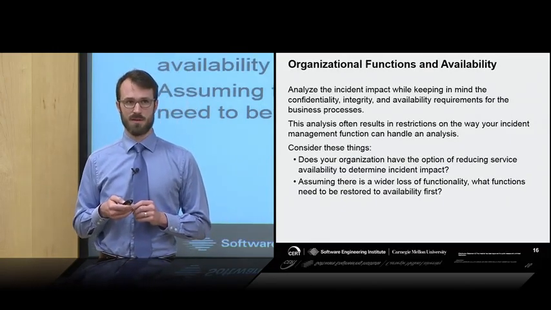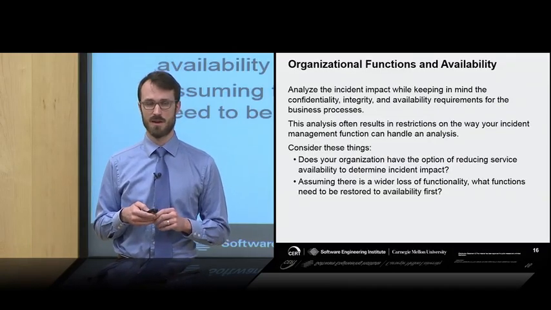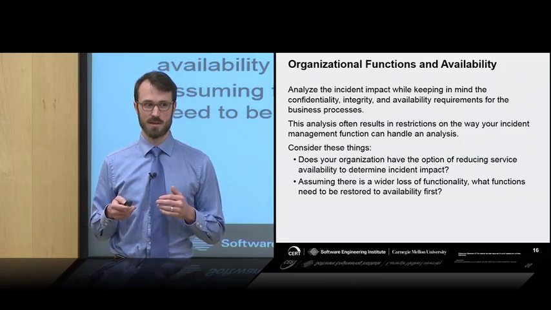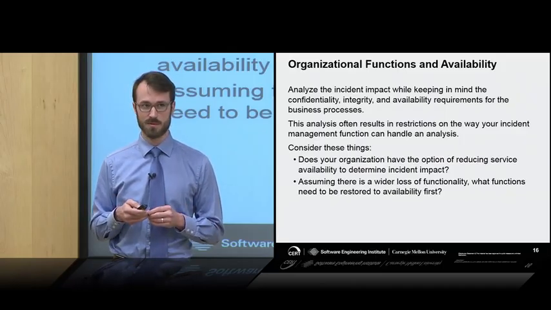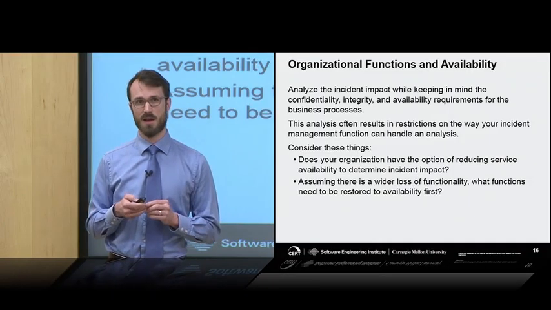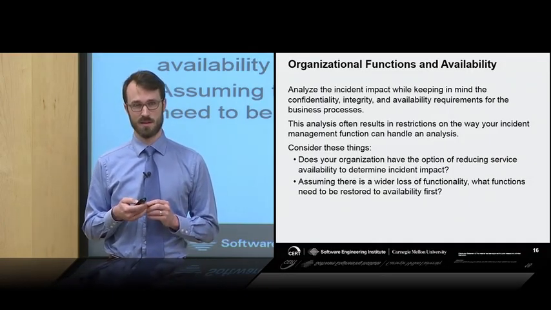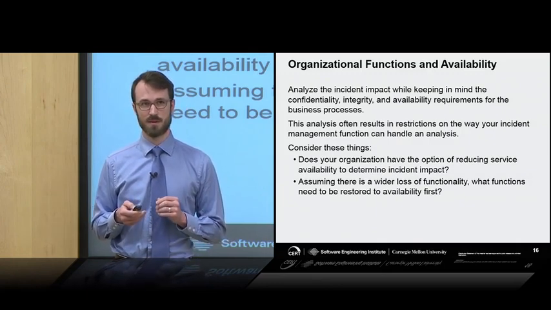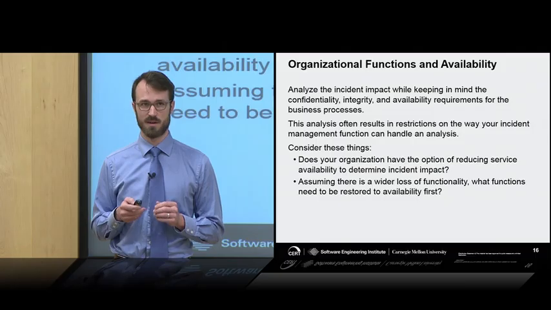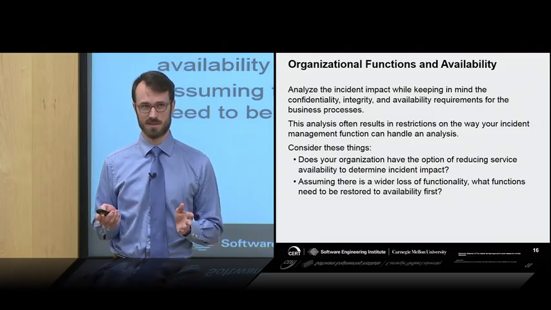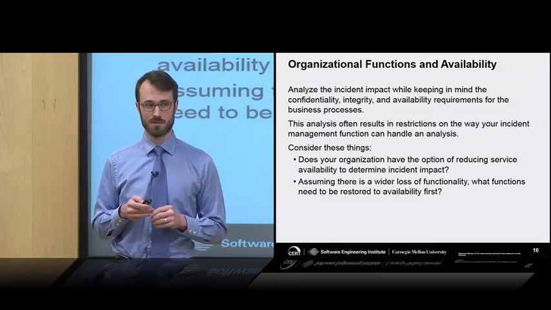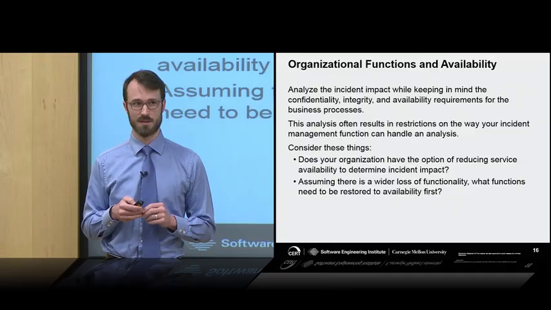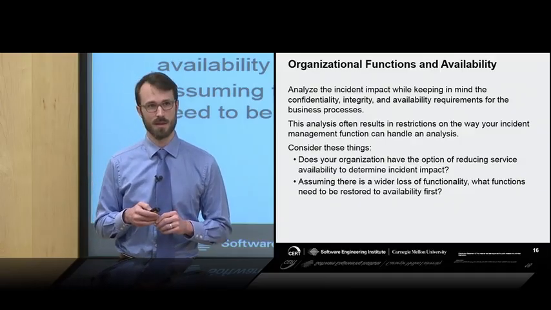Organization, functions, and availability. So during impact analysis, it's really important to understand if availability is important for a particular process or service, and when it's important for a process or service. Analyze impact while keeping in mind confidentiality, integrity, and availability requirements for any business process. Your service or your process has specific requirements tied to it. One of those requirements is availability.